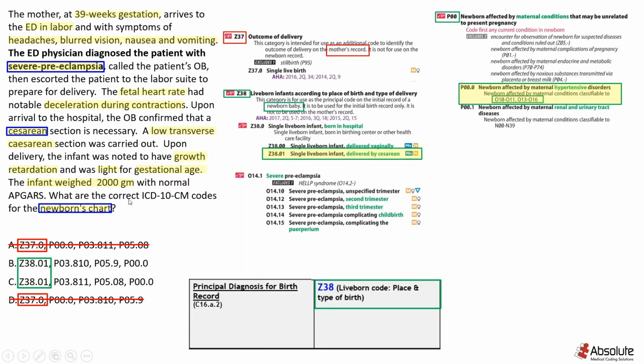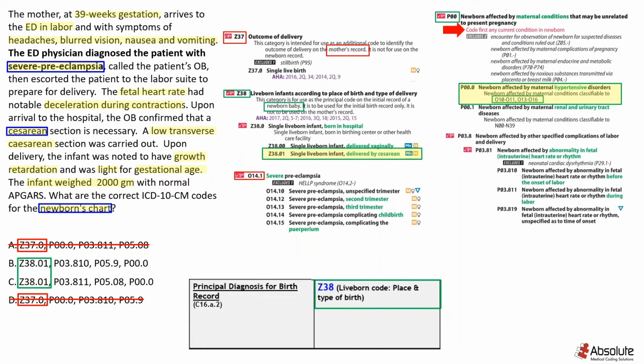So we had a mother suffering from severe preeclampsia, and the ICD code for severe preeclampsia is O14.1, and that falls between O13 to O16, right? So yes, this is the correct answer. P00.0 is the correct answer. But the instructional note asks us to code first any current conditions in the newborn. So before coding P00.0, we have to code the conditions that are present in the newborn.